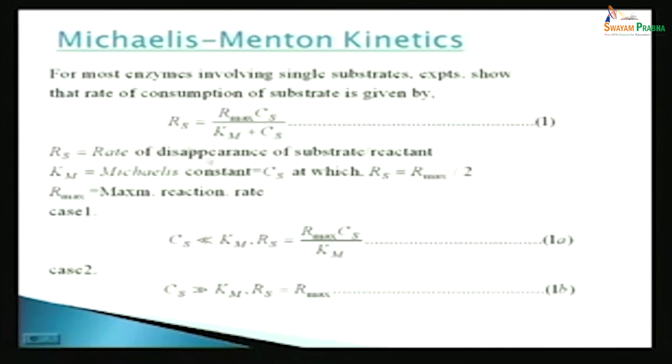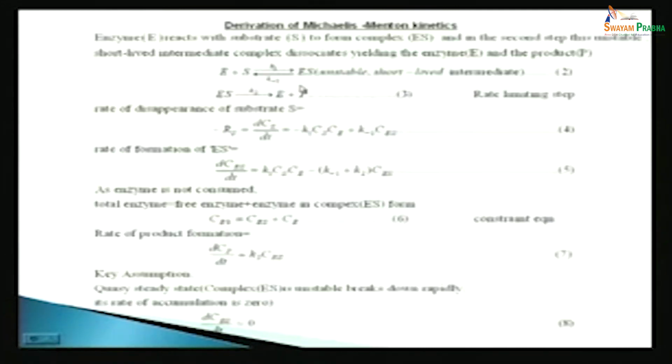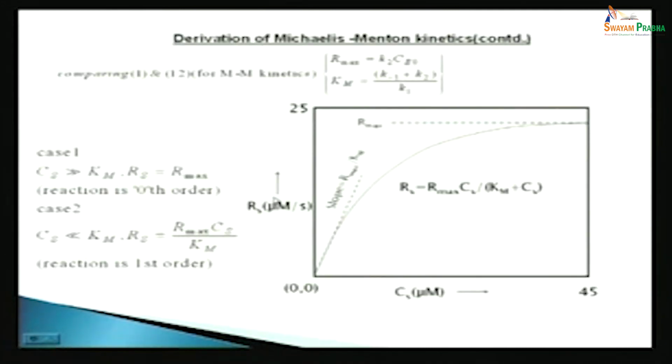Km, the Michaelis constant, is evaluated by measuring. So this is a plot, for example, of Rs versus Cs, and we keep measuring the values of the rate at different values of concentration. And when the value of the rate reaches a maximum, it saturates out. So this is how the graph looks. At very low values of Cs, the plot has a linear nature.